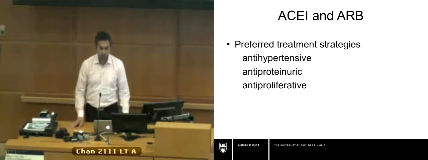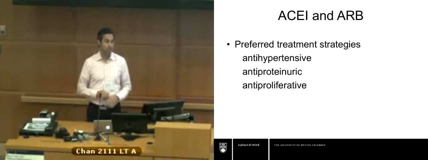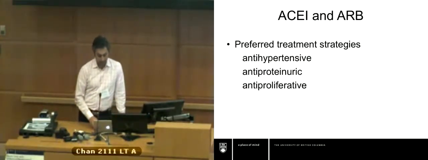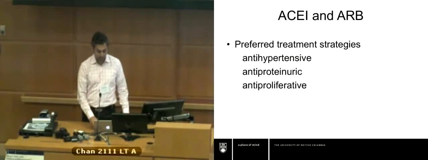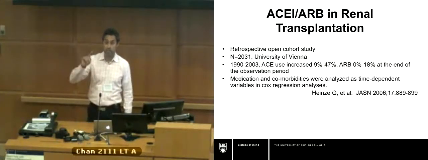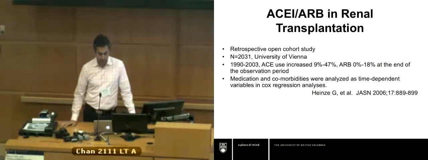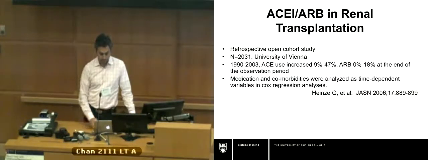Now, ACE inhibitors and ARBs, we like using them a lot, especially the kidney folks. You guys love these drugs because they prevent progression of kidney disease in general. They have antihypertensive, antiproteinuric, and antiproliferative properties as well. In this one retrospective study, published in 2006, so it's not prospective and not a randomized study, they looked at 2,000 patients who were treated with an ACE inhibitor, and there was an increase in ACE inhibitor use from 9 to 47% in that period of time, with an increase in ARB use as well.